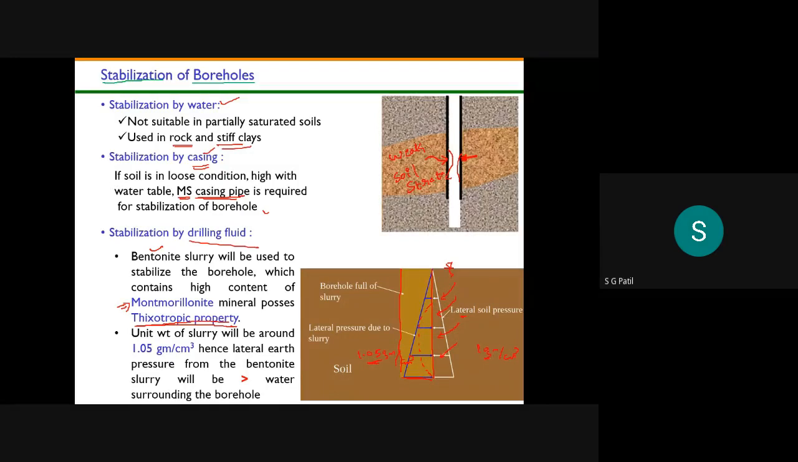Okay, so that's why whatever lateral pressure is there will be resisted by this bentonite slurry. Okay, so with that mechanism you can stabilize the borehole.